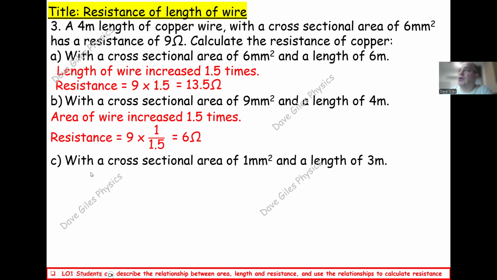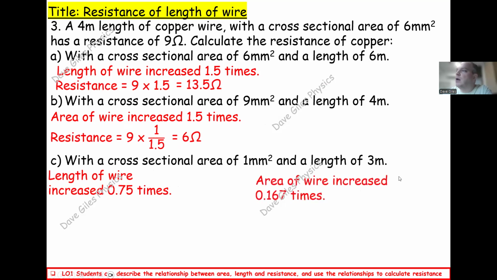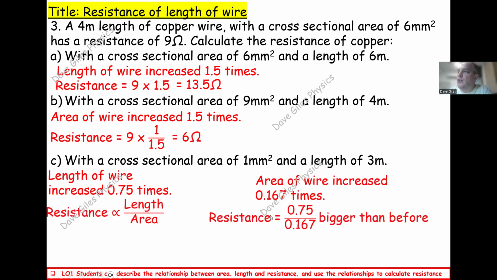Now combine these two things. We've changed the cross-sectional area and the length. The length of wire has increased 0.75 times, that's the same as saying it's decreased. The area of wire has increased 1.5 times, so 1 over 1.5, 0.667. Resistance is proportional to length over area. Resistance is 9 times 0.75, because that's how many times the length has increased, over how many times the area has increased. So you get 40.5 ohms. Okay, so those are the questions that I made up myself.